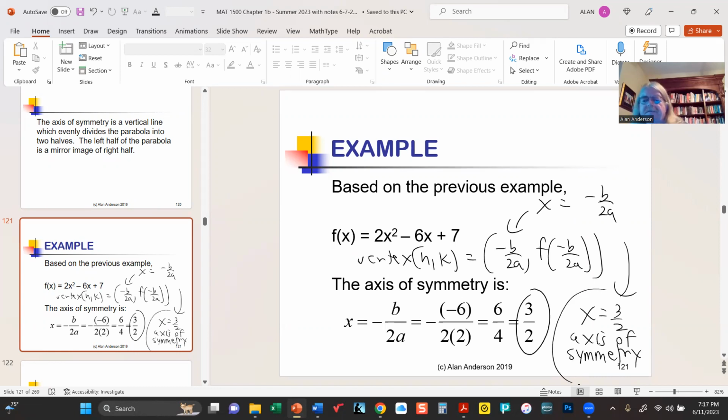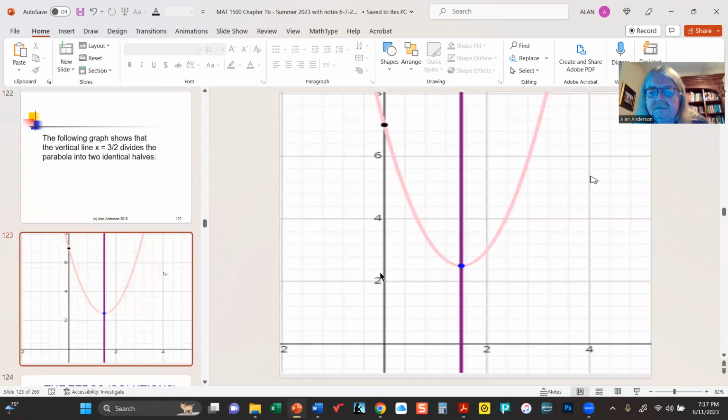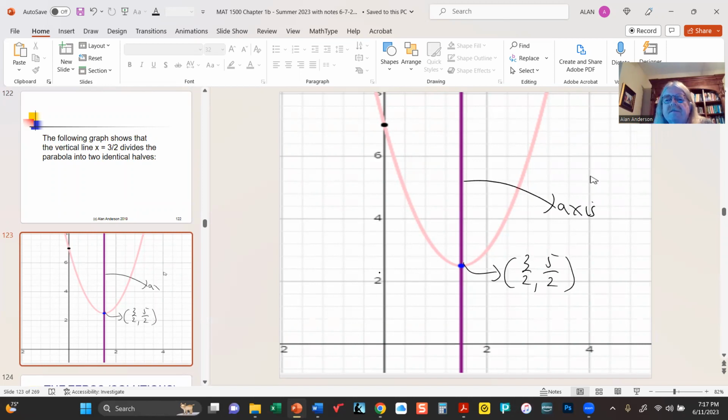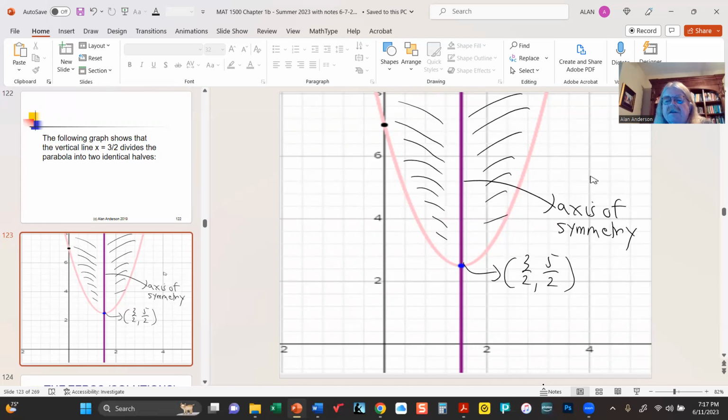And that's all there is to it. So I already had done this in Symbolab. You can see that's the same parabola we've been looking at. The purple line is the axis of symmetry. Okay, and as x equals 3/2, we're calling that the vertex is simply (3/2, 5/2). This purple line is the axis of symmetry, because you can clearly see that the two sides are mirror images of each other. And so that's what this is all about.